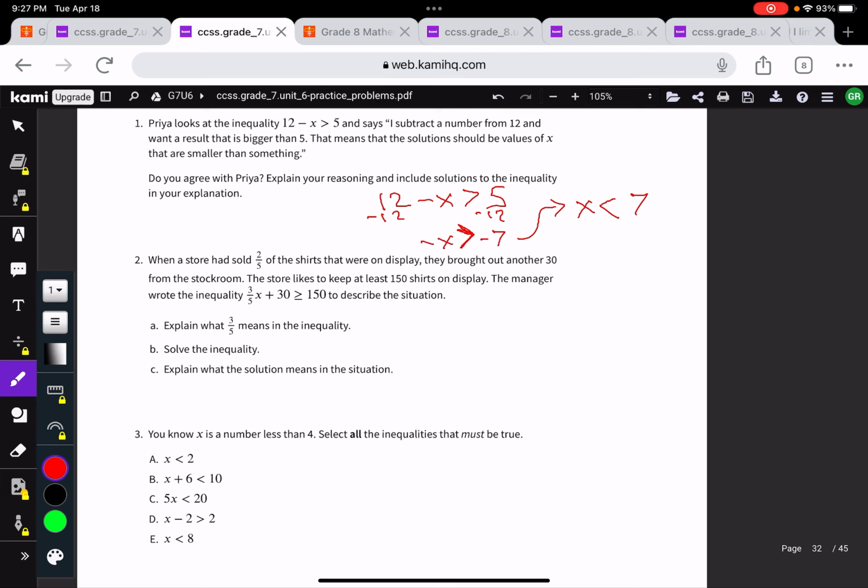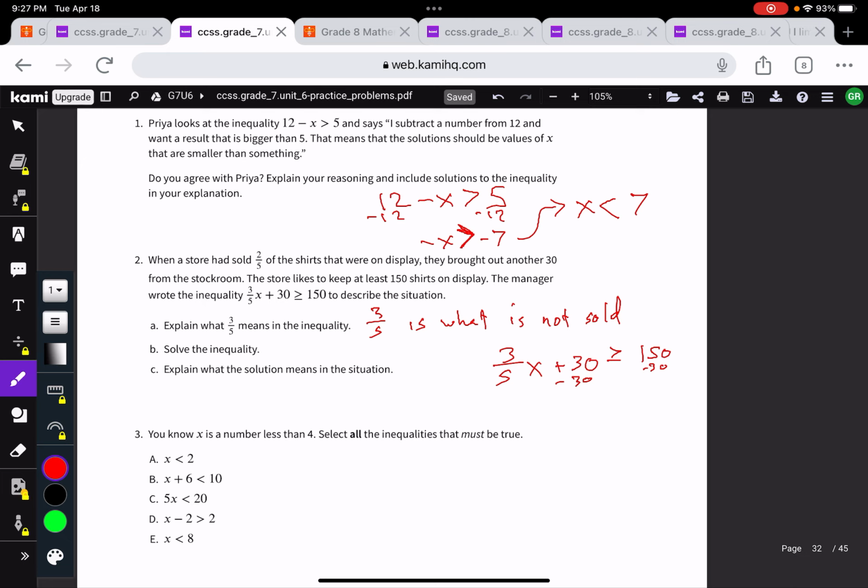plus the 30. What does the 3/5 in the inequality mean? It means 3/5 is what is left. Not sold, right? They sold 2/5. 3/5 is what is not sold. Solve the inequality. All right. Well, I got 3/5 x plus 30 is greater than or equal to 150. Step 1 is subtract 30 from each side. Let's get rid of the 30 that he brought out.